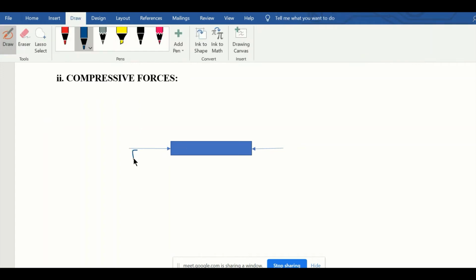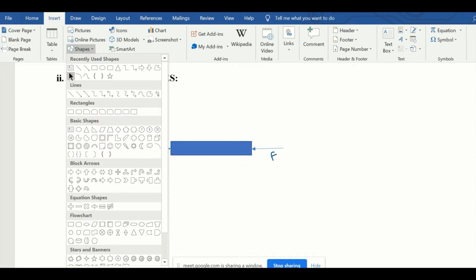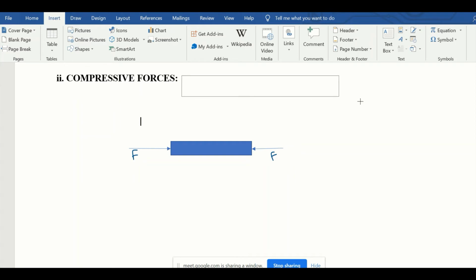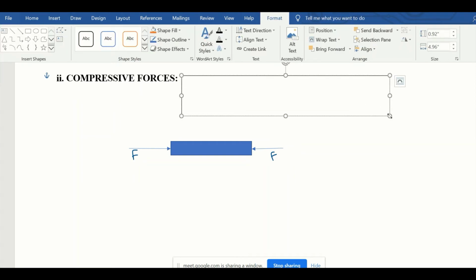So here is the force, and here is the force. Now, for a compressive force, what we are seeing is that the force tends to compress or crush the material. But the first thing we must note is that compressive force will produce compression. That is a very important point to note.